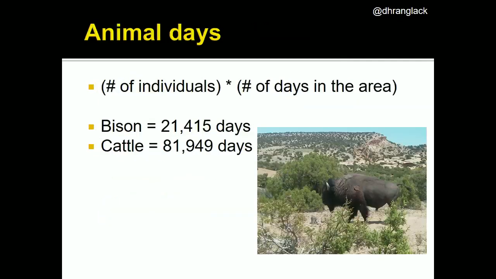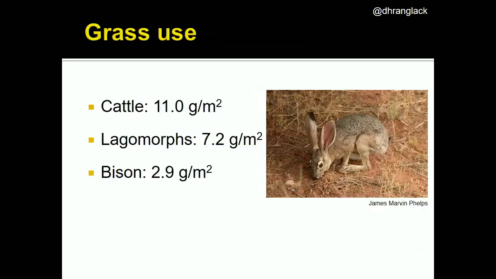Basically, the number of individuals that were found in the area times the number of days they spent there. So for the bison, we used our GPS data to come up with about 21,000 bison days. For the cattle, we used data provided to us by the ranchers in the area to be about 82,000 cattle days. So when we break down that large herbivore component based on animal days, what we find is that cattle are consuming 11 grams per square meter, the lagomorphs is still that 7.2 from before, and bison only 2.9.